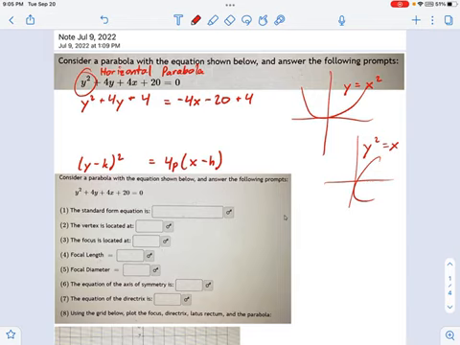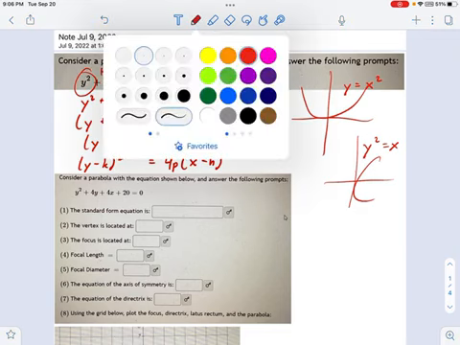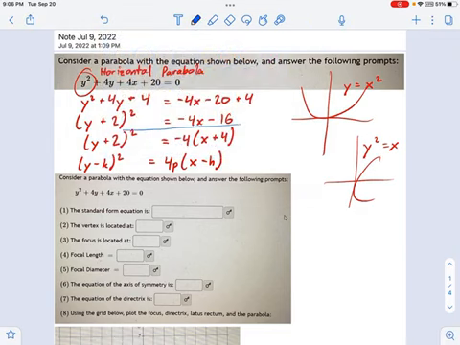Look where this gets us. If I factor this, I've got y plus 2 squared. On the right side, this becomes negative 4x minus 16. Okay, so that becomes, if I factor out the negative 4, I've got x plus 4. And of course the left side, that was completed in the last step, so I can just rewrite this. And now I have standard form. So this guy right here, let's grab this equation, and that is what I want. That's my standard form parabola.